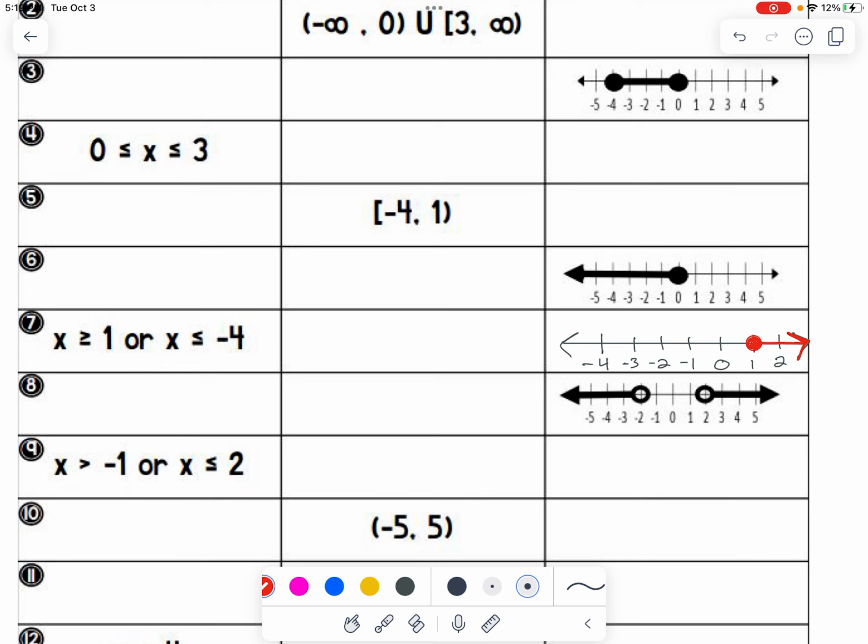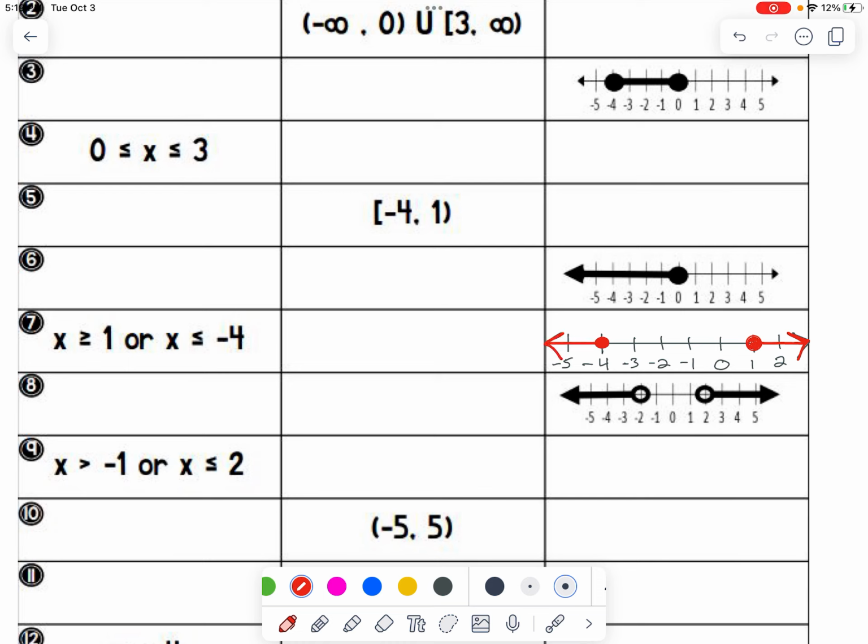All right. And then I have x is less than or equal to -4. So let's put in a -5 as well. And we're going to have to make that just a little bit longer. -5. Okay. So -4. Okay, we've got a solid circle there. And it's going to the left because it's less than.